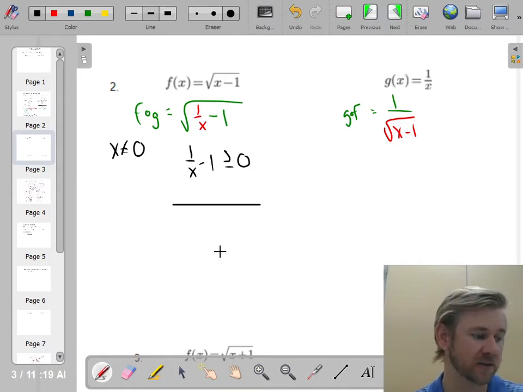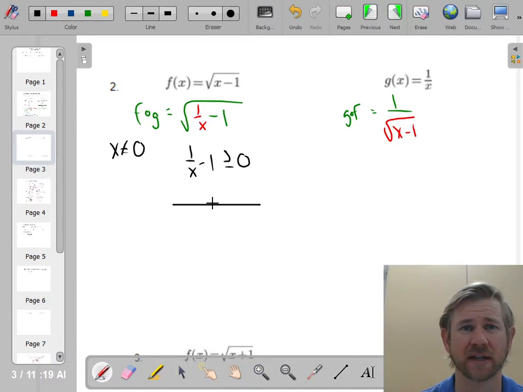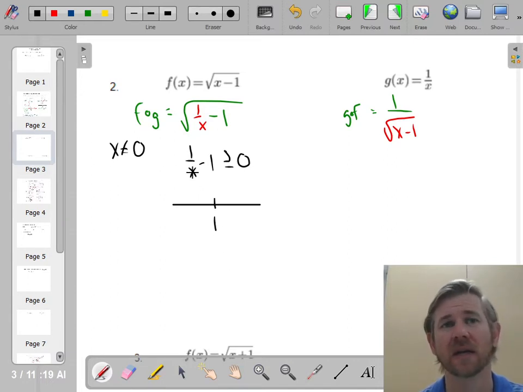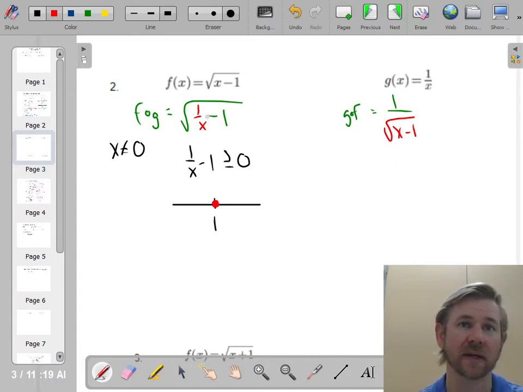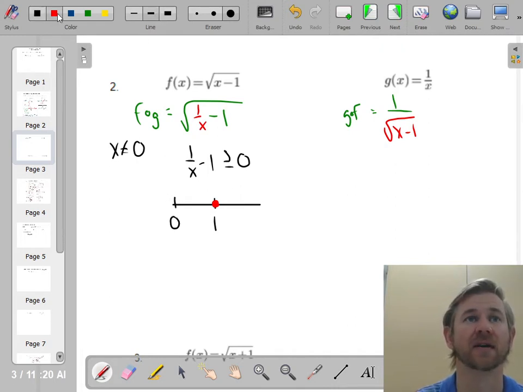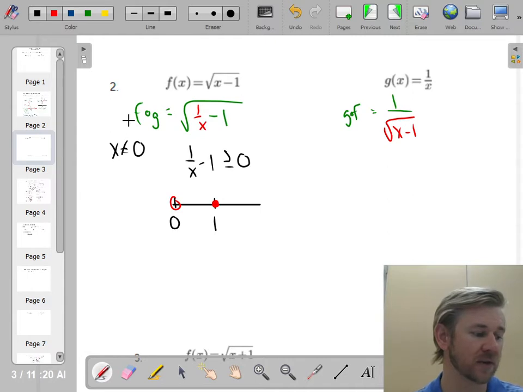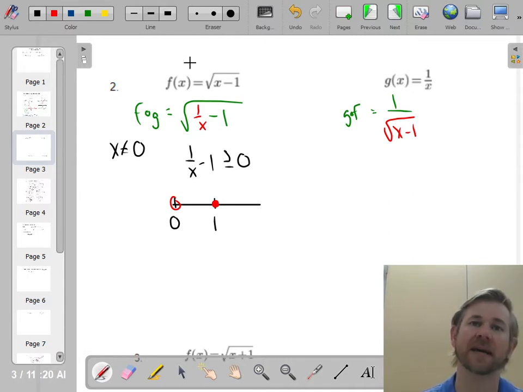So I'm going to first think about where my zeros would be for this function, and the zeros would be at positive 1. If you have 1 divided by 1, you get 1, and 1 minus 1 is 0. So I know that if I plug in 1, I will get 0, and that's going to be on my number line. But now what I need to do is also include 0 on my number line, which is an open circle, because you definitely can't divide by 0 either. So we got those 2 points on our number line, and we're going to make a sign chart and figure out where this thing's positive.